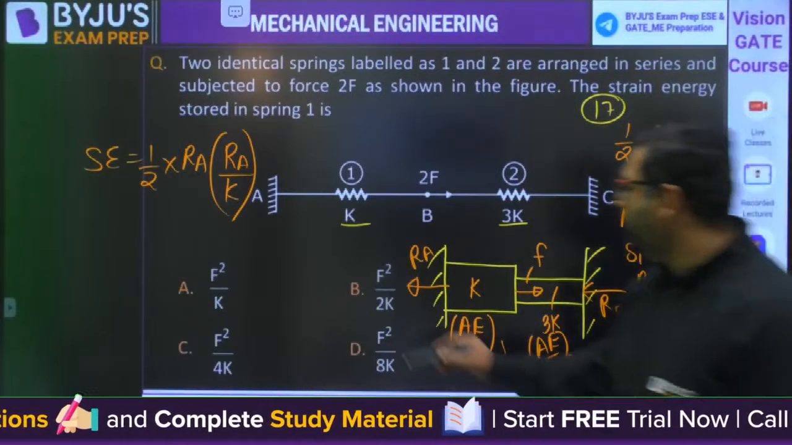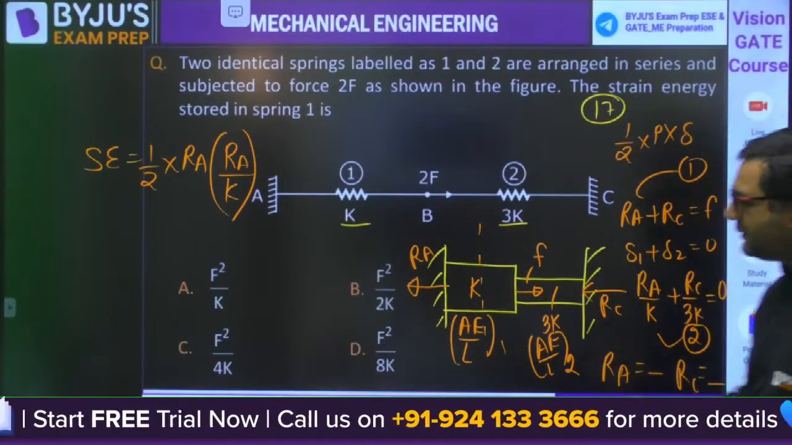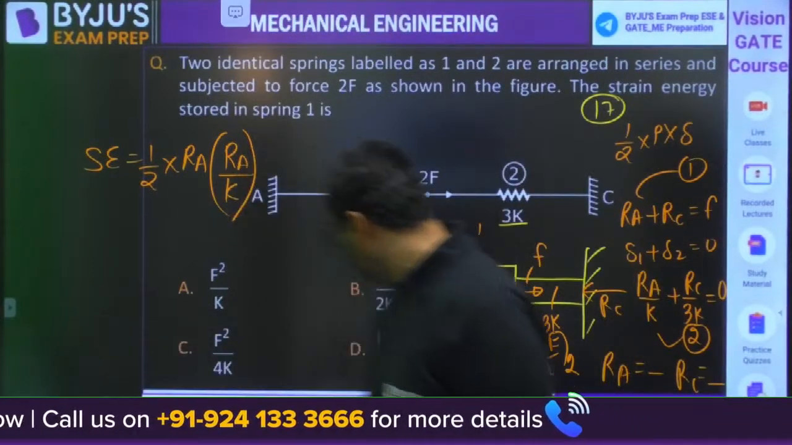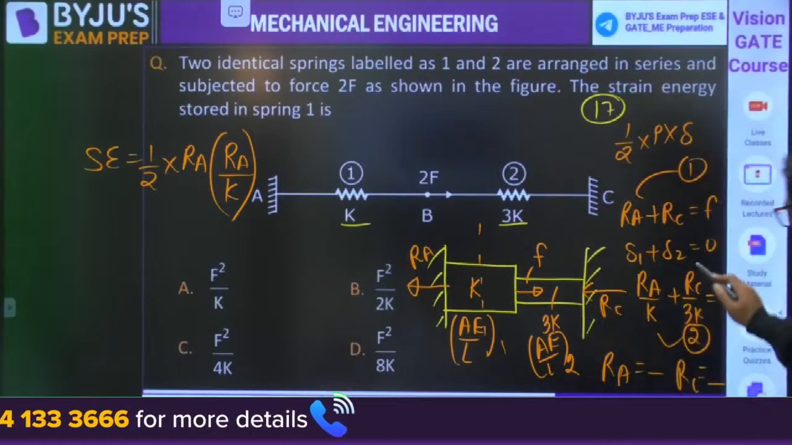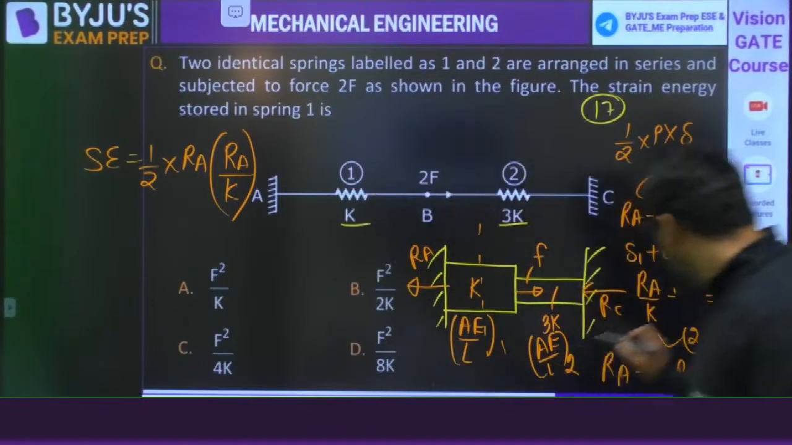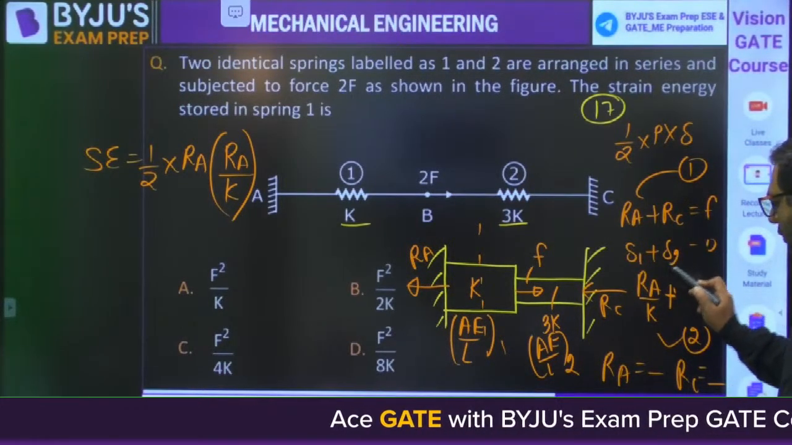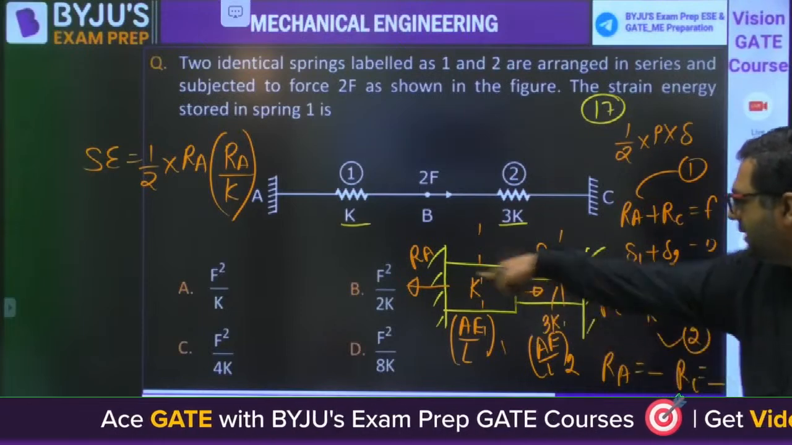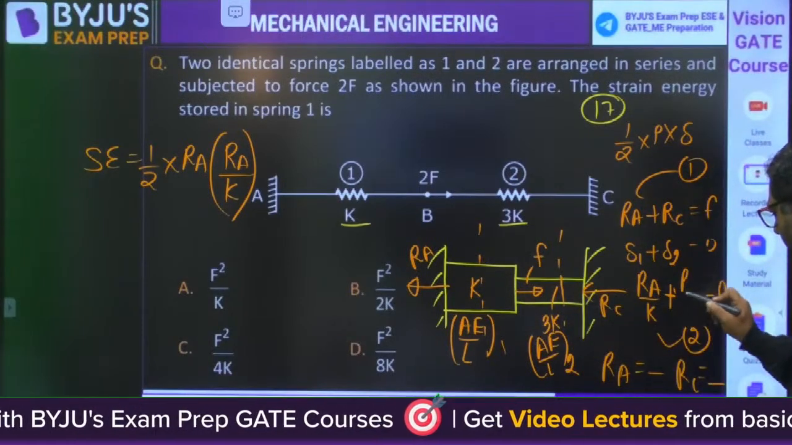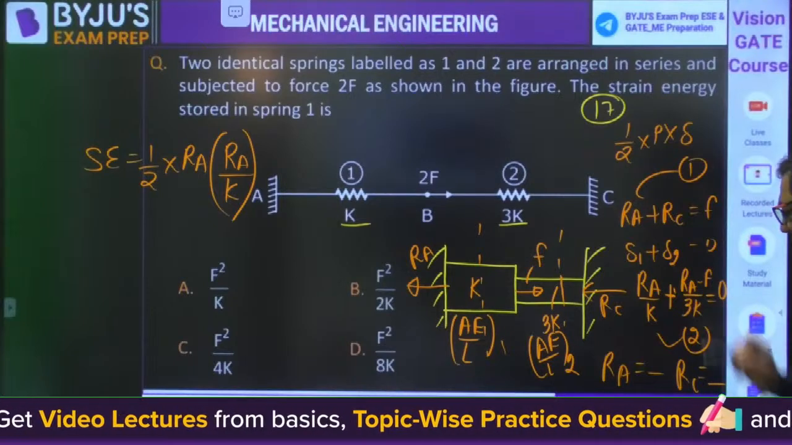When you will be taking the section here, I have done something wrong. This is not RC, this is plus, this is delta 2. So delta 2, when you will be taking the section here, it is RA minus F, RA minus F by 3K.